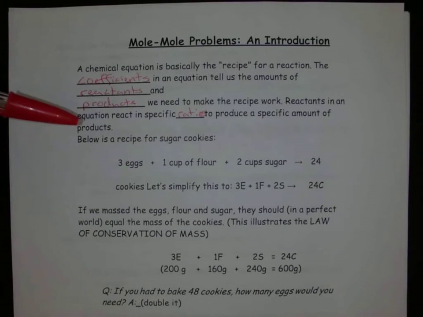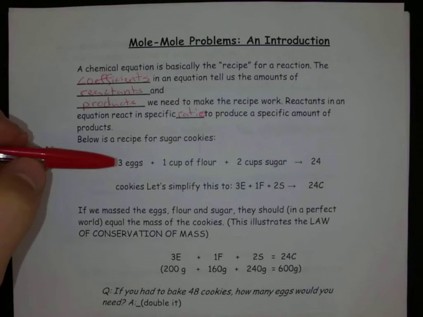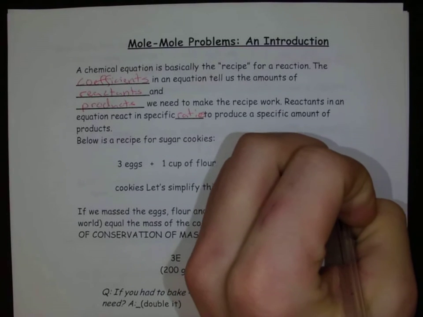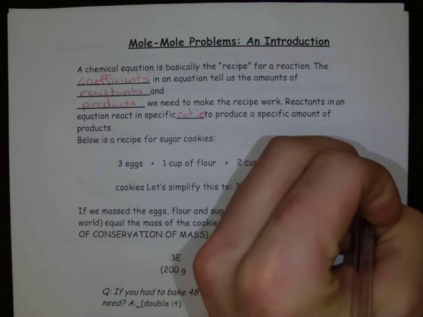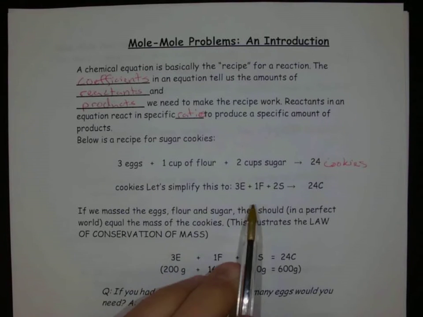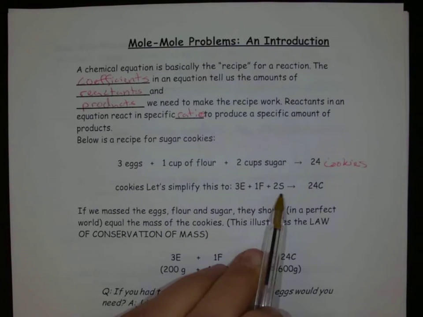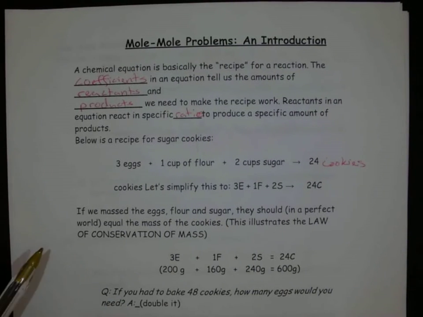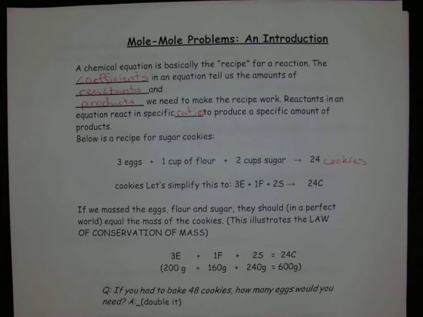So if we look at a recipe for sugar cookies, this is something that we're kind of familiar with, right? We have 3 eggs, maybe a cup of flour, 2 cups of sugar because we want it really sugary, and we're going to get 24 cookies, right? So if we simplify it, it would be 3E for eggs, 1F for flour, 2S for sugar, and 24C for cookies, right? So we mass it all out, it follows the conservation of mass, okay, good.